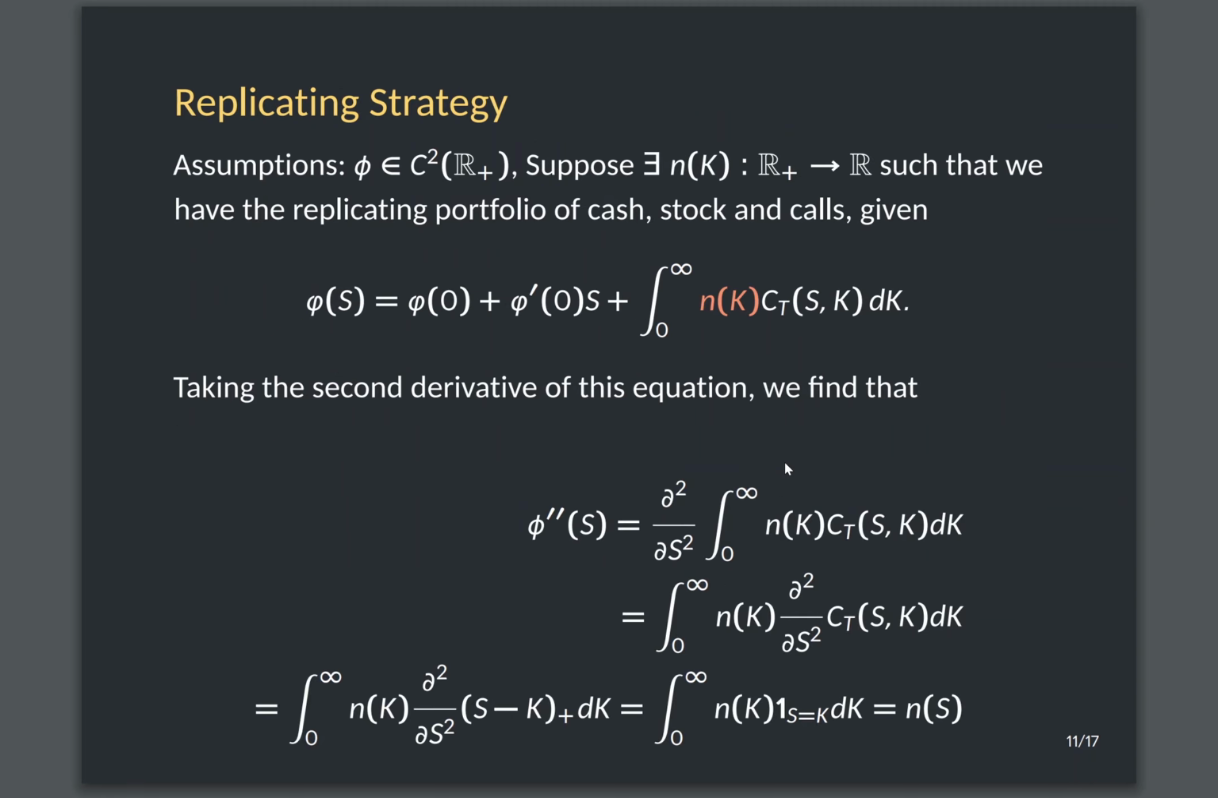To figure out our replicating strategy, assume there exists some function n of k, which represents the number of calls in our portfolio at strike price k, and that our payoff function at a final price s of the stock is equal to phi assets in cash plus phi dash of naught assets in stock plus the payoff of all of our calls. This is quite a big assumption, but we'll show that a portfolio of this form actually exists.